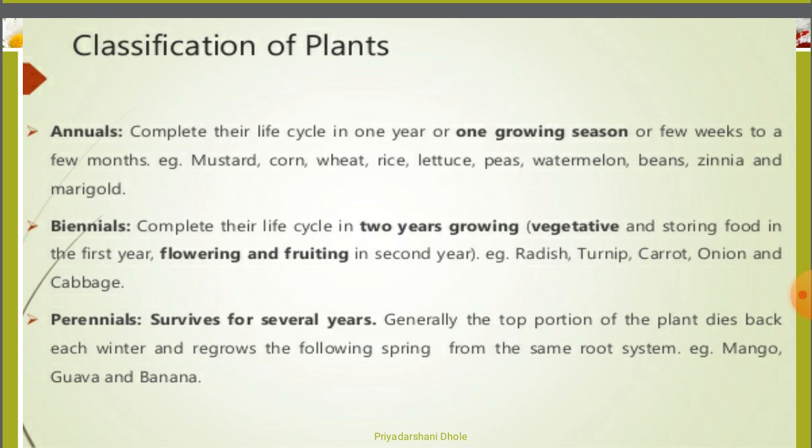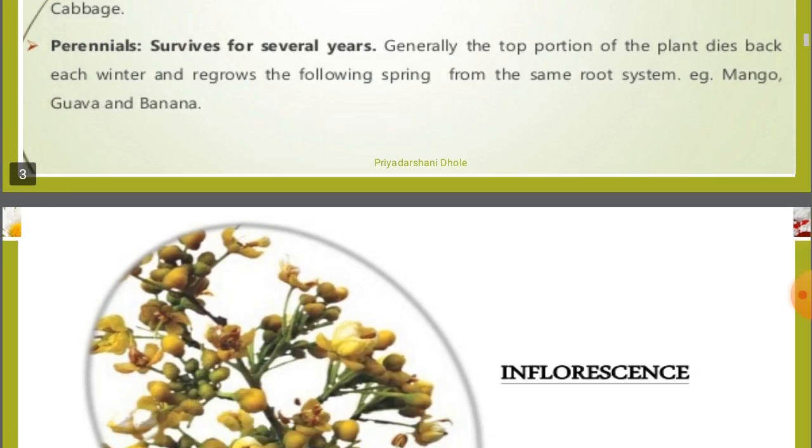Then biennials, they complete their life cycle in 2 years, vegetative, storing food in the first year and flowering and fruiting in the second year. Example: radish, turnip, carrot, onion, and cabbage. It requires 2 years to complete their life cycle, therefore, it is called biennial plants. After that, perennials, which survive for several years. Generally, the top portion of the plant dies back each winter and regrows the following spring from the same root system. Example: mango, guava, and banana. These are the classification of plants.